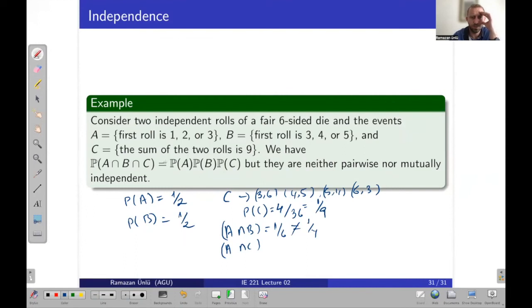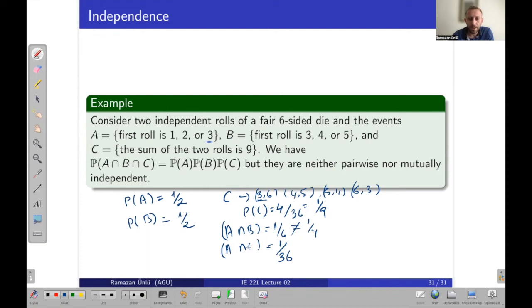Okay, so the first roll will be 3, and the common point is only this one, right? Only this one's first number is 3. So that's why there is only one common. So there is only one pair. So that's why the A intersect with C is 1/36, right?